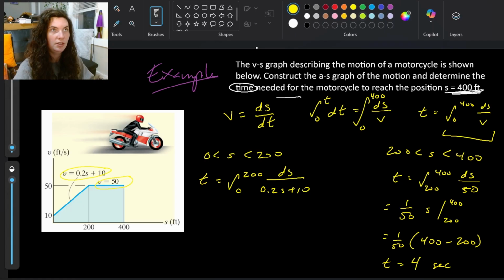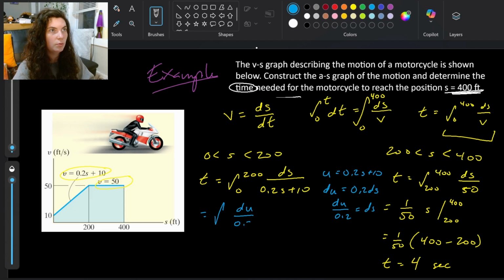So we can't just integrate this 0.2s plus 10 function. We're going to have to use a u substitution for this, where our u is going to be 0.2s plus 10, and if we take the derivative of this, du is going to be 0.2 ds. So du over 0.2 equals ds, and then we're going to substitute this in. That's going to give us our integral of, now ds is substituted in, so du over 0.2, and that u gets substituted in for the bottom there, times u. So now we can take this integral.